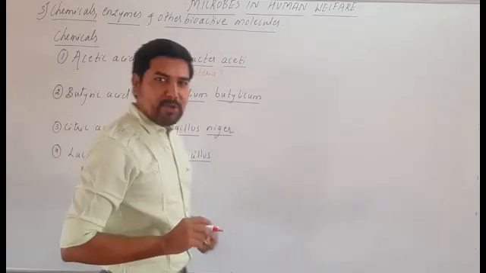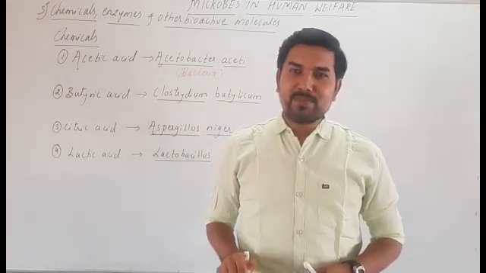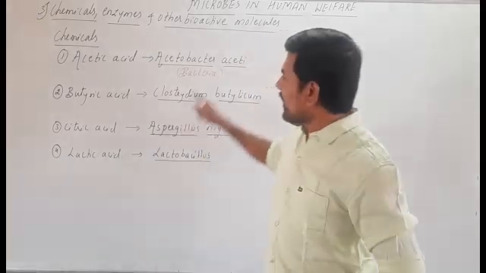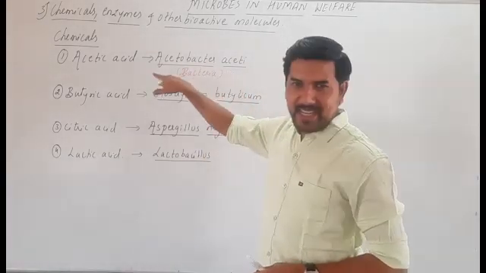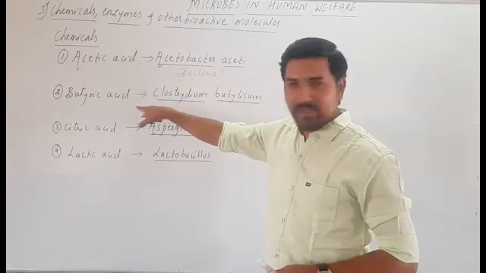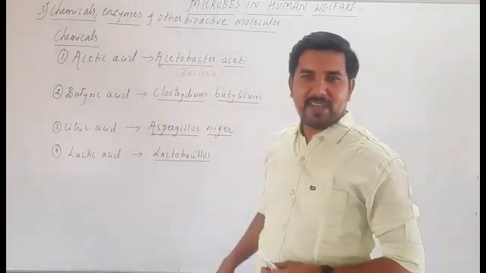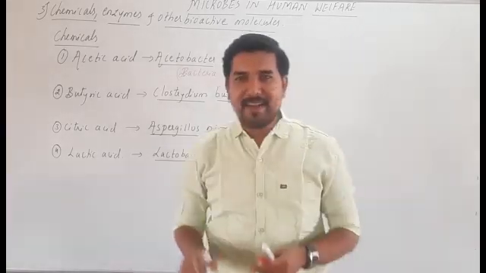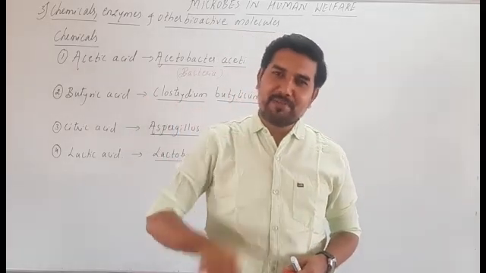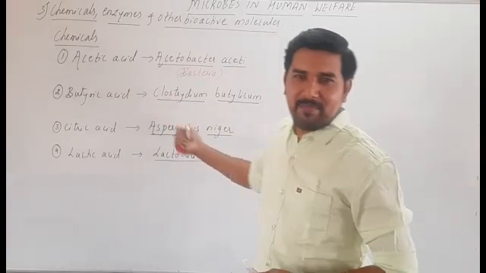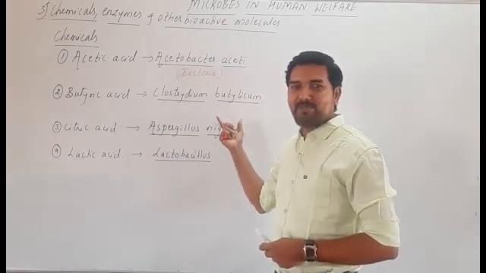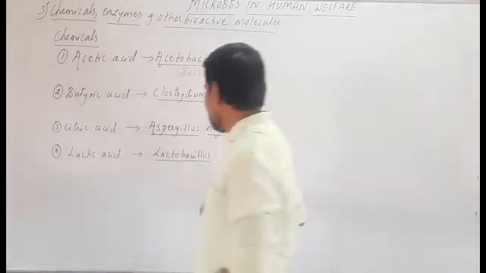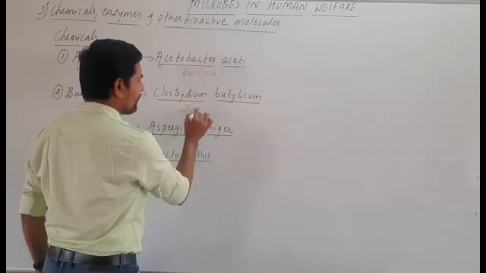The name is important because the name of the microorganisms from which the chemicals are produced will be asked. Like the question: name the microbe that produces acetic acid. Name the microbe that produces butyric acid. So this is how the questions will be asked. You should be able to write the name of the bacteria because, as the chapter heading says, microbes in human welfare. So you have to remember the names of all the microbes which we come across in this topic. Okay. Butyric acid, Clostridium butylicum. Again, it is a bacteria.